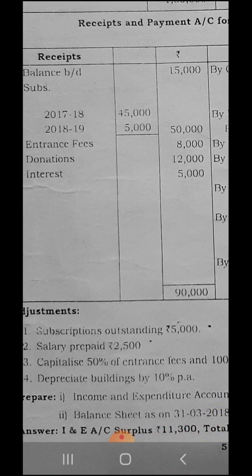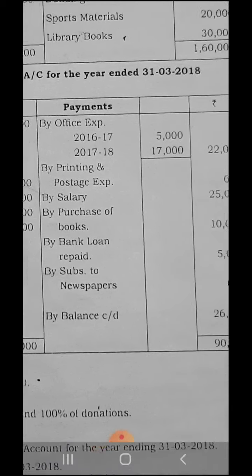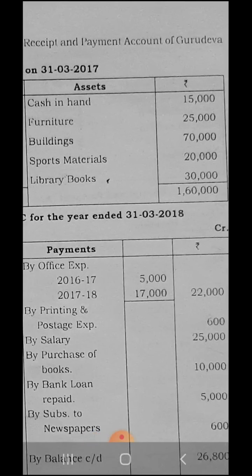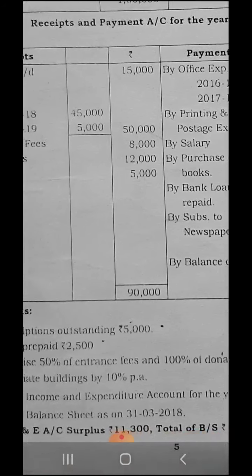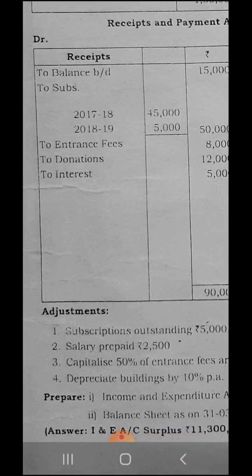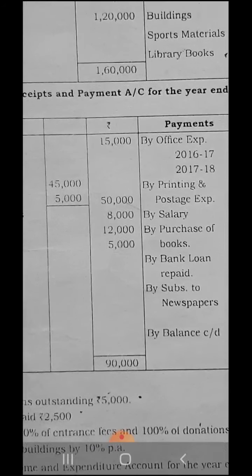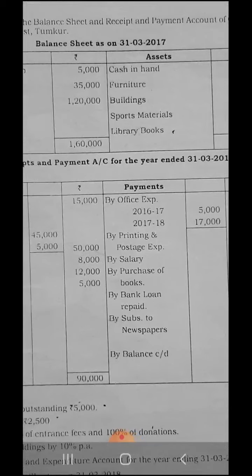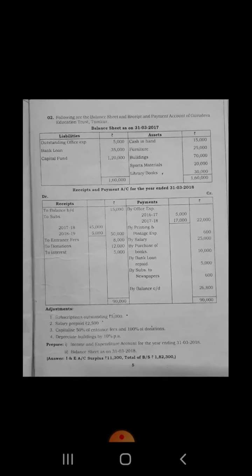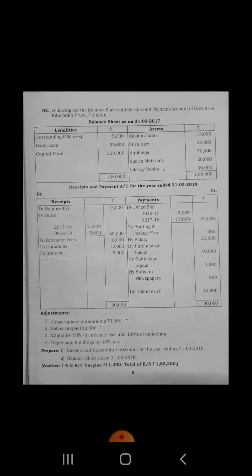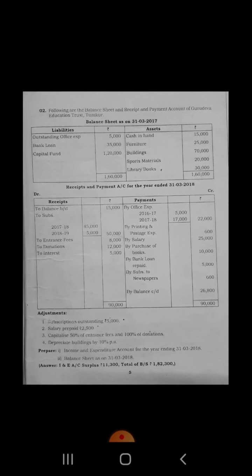Then comes depreciate buildings by 10% per annum. As usual, calculate 10% on the building 70,000. 10% means 7,000. Deduct it from the building amount and show it on the expenditure side of the income and expenditure account. With this, I hope the explanation is clear for you, and I will show you the solution. Try to follow that. The next part will be the solution video.